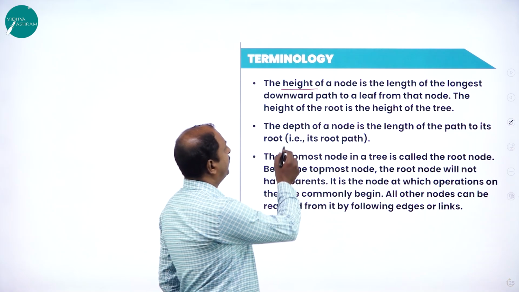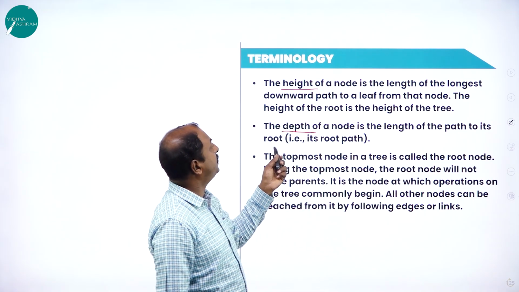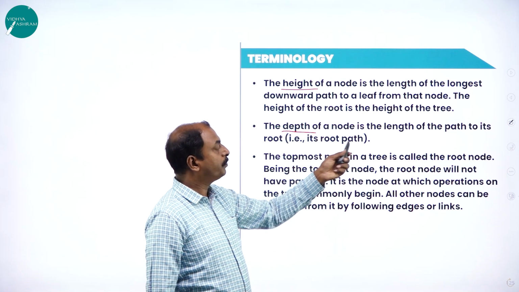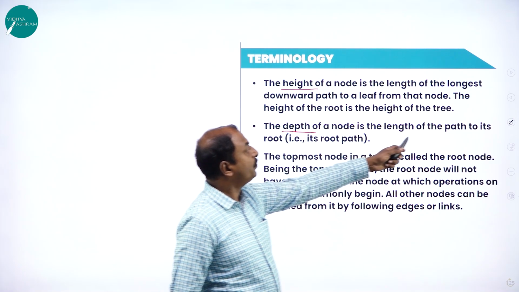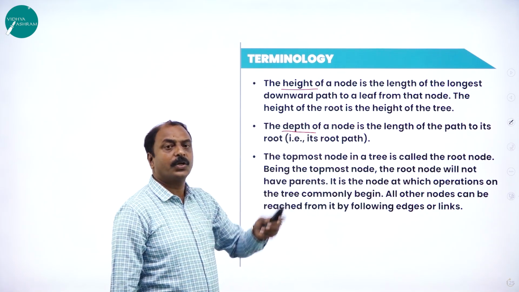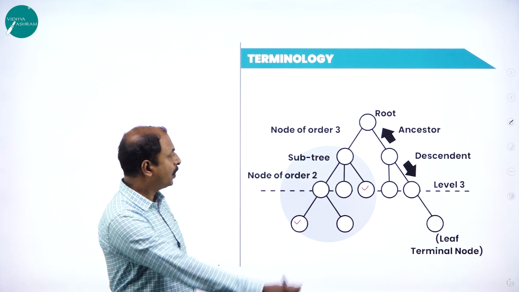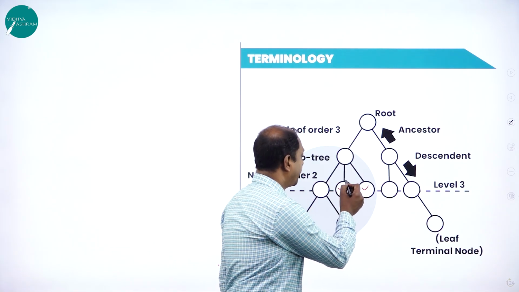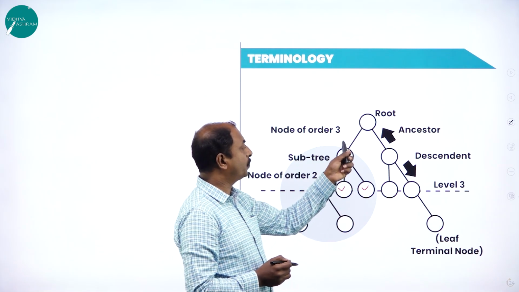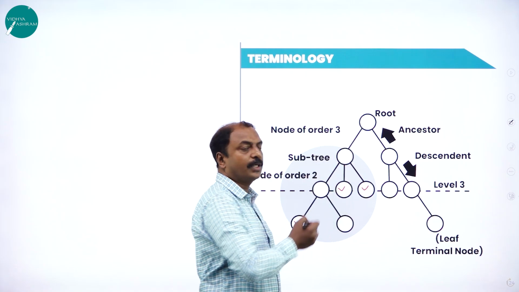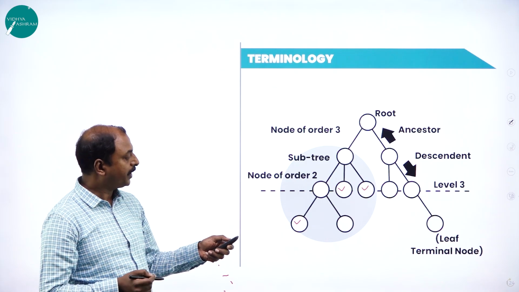Next one is the depth of a node, which is the length of the path to its root. The depth is nothing but the length of the path to its root. For example, consider this example here. The depth of this node is measured to the root node. So, from here to here, the depth is 1. That is the definition of depth.